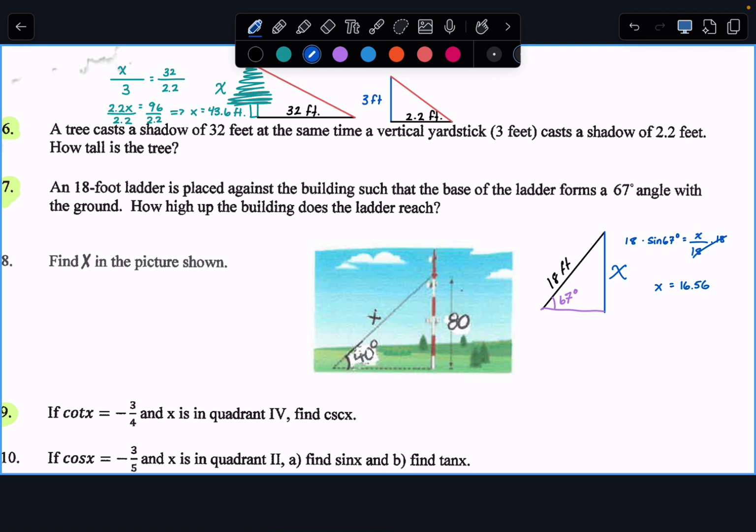If it doesn't say how many decimal points, do we just default to 2 or 1? I guess whatever the answer choices are. Yeah, multiple choice.